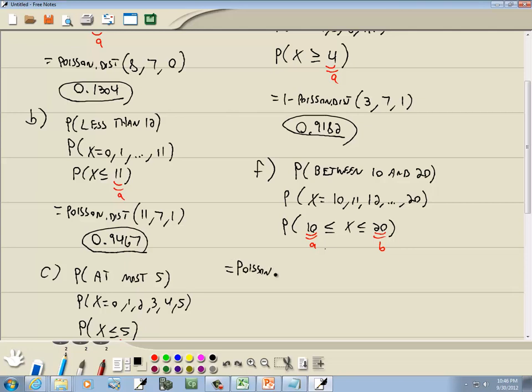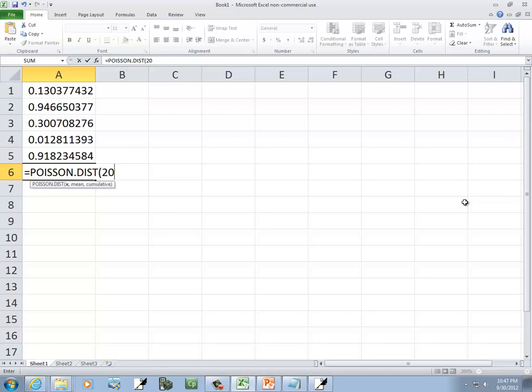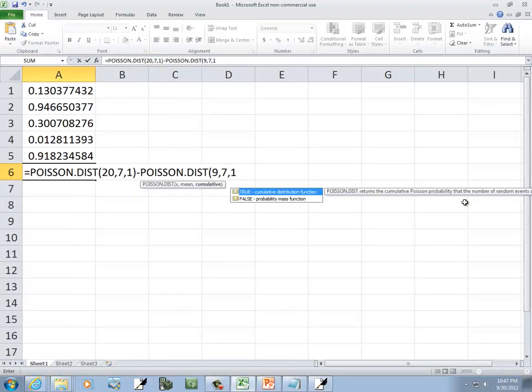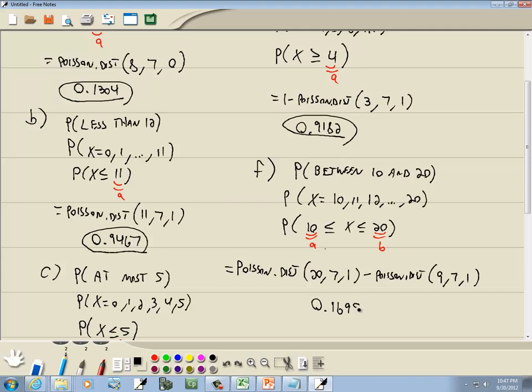So that's equals Poisson distribution, B, mean, 1. So B was 20, mean was 7 and 1, minus Poisson distribution, and then A minus 1. A was 10, 10 minus 1 is 9, comma, and then our mean, and then 1. So that's how we'll type it in. Not that you can read my writing, but let's see what it equals. Poisson distribution 20, 7, 1, minus Poisson distribution, 9, 7, 1. Press enter. And this is our probability. 0.1695. And that's the last example I have.